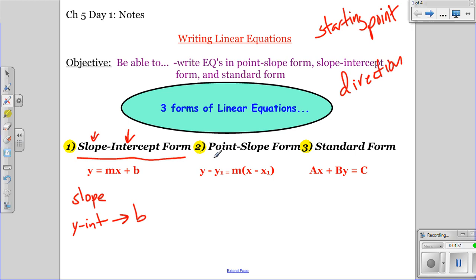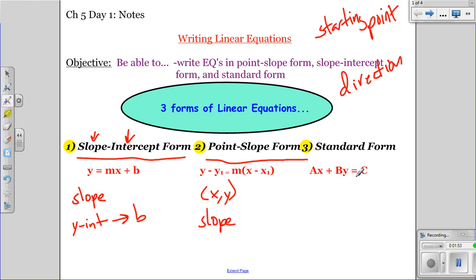Now the other one is point-slope form. Let's say you don't have the y-intercept, but you just have an ordered pair x comma y, any point on the line, and you still have the slope. So again, it goes with a starting point that's perhaps not on the y-intercept, but anywhere on the graph, and then slope from there.